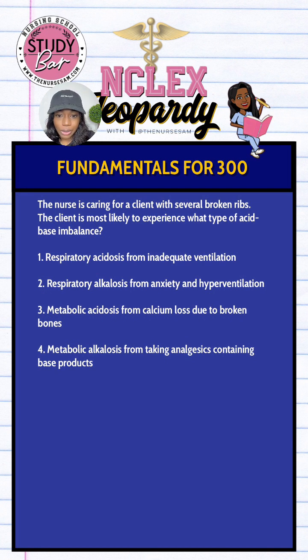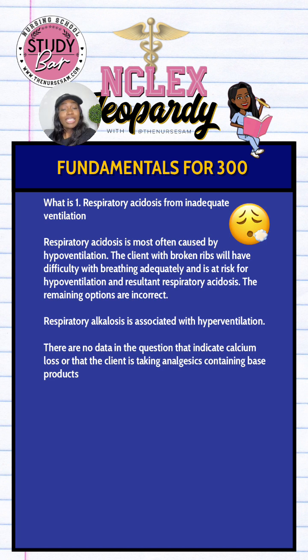Okay. And the answer for this one is, drum roll please. What are we on? Is this fundamentals? It is. All right, and the answer is, wait for it, 1, respiratory acidosis from inadequate ventilation. Respiratory acidosis is most often caused by hypoventilation, inadequate ventilation. What do we know about our client? They have several broken ribs.